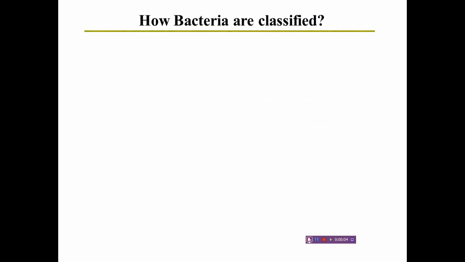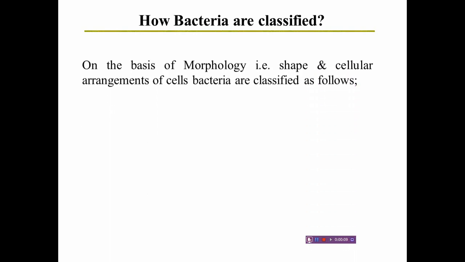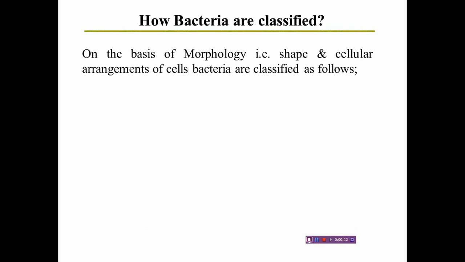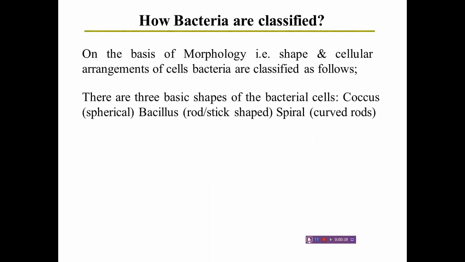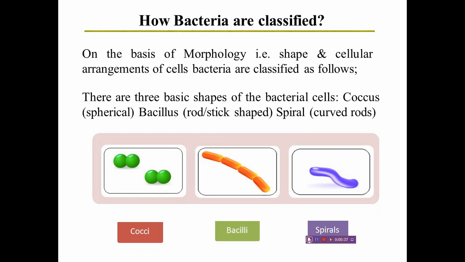Now we will discuss how the bacterial cells are classified. Bacterial cells, on the basis of their morphology, that is shape and cellular arrangement of cells, are classified as follows. There are three basic shapes of bacterial cells: coccus, that is spherical cells; bacillus, rod or stick shaped cells; and spiral, that is curved rods or twisted rods, spring like rods. So these are the three morphologies which are visible.